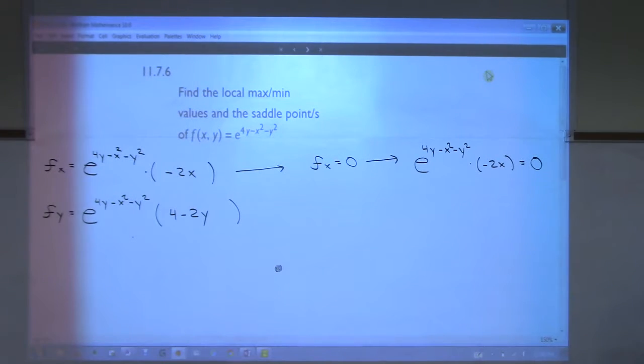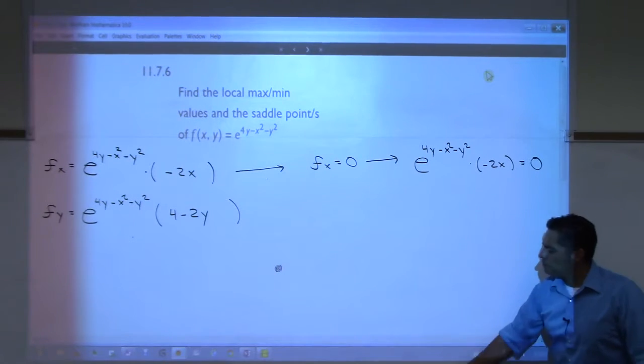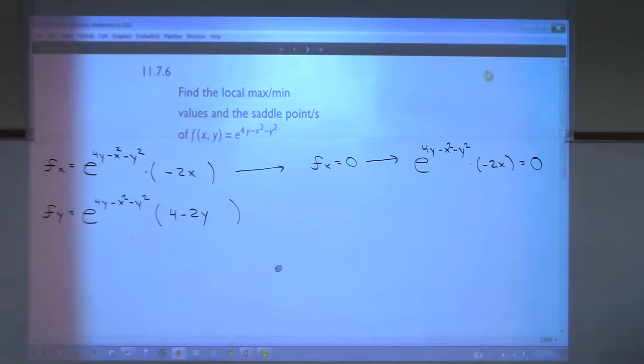Just x is 0. Why not? Why am I not even going to worry about this? Because if x is 0, it's negative 2x times the e term equals 0, and 0 times whatever is 0. Well, I agree x is 0 is a solution, but is it the only one?